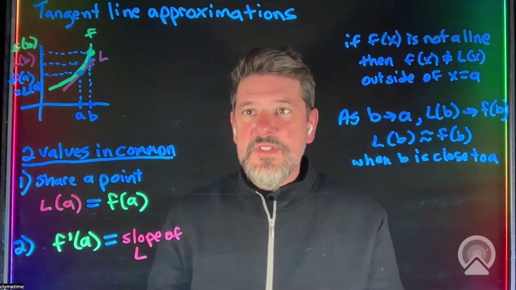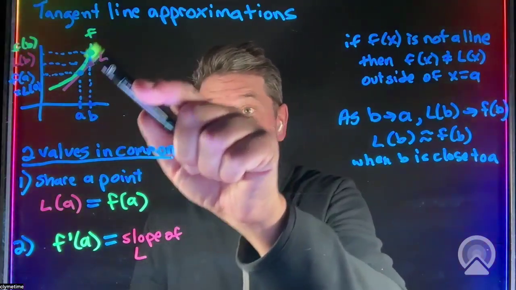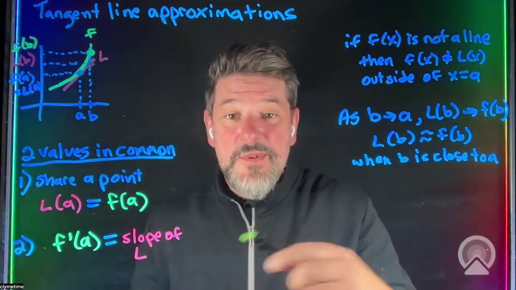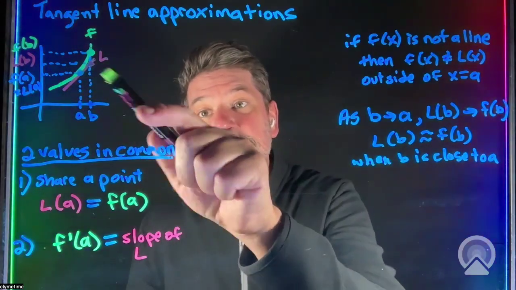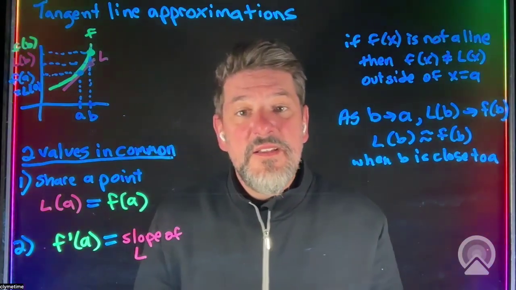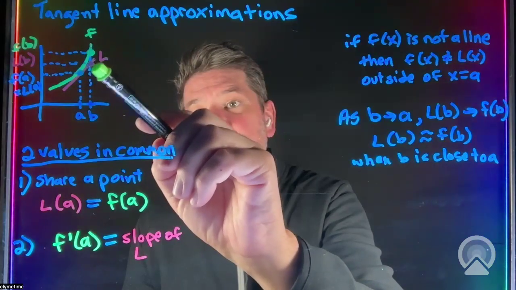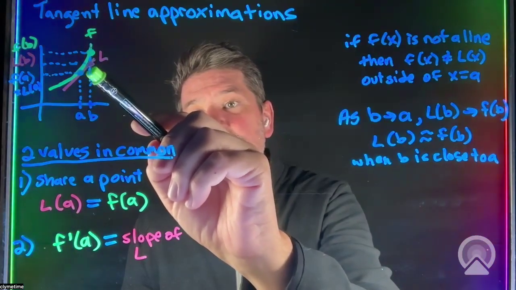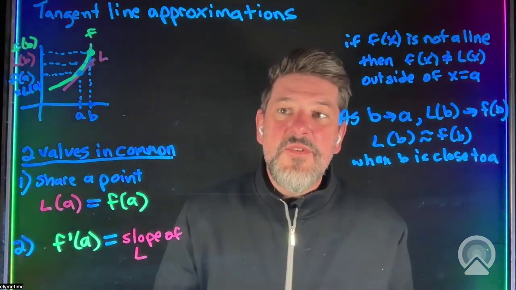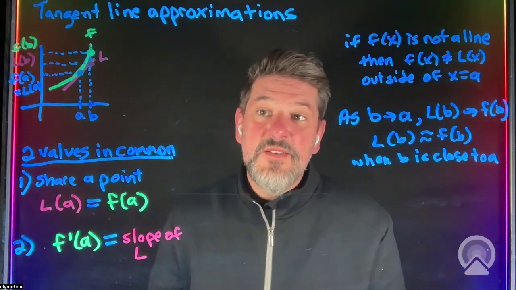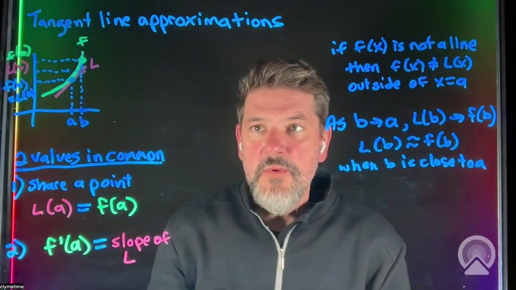So why is that useful? Well, sometimes we don't actually know what F is. Sometimes we don't know F, but we do know something about the tangent line. So if we know the tangent line, we can try to approximate the y values on F based on the y values on L. If I know what the y value on L is, maybe I can have a good guess of what the y value in F would be. So if we don't know what F is, but we do know what L is, we can approximate F with L.